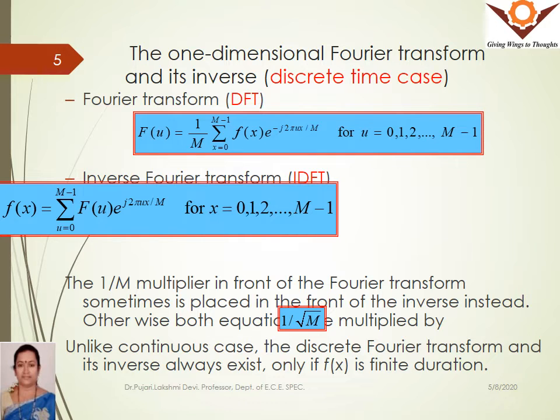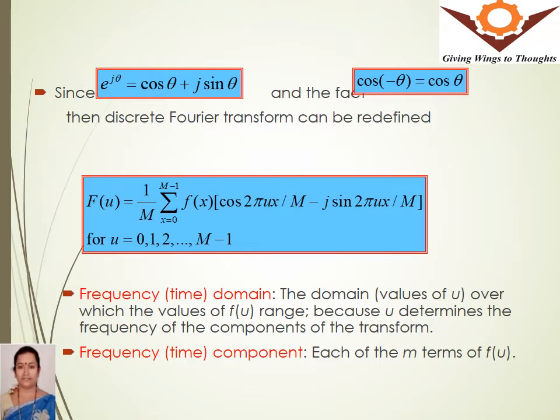Unlike the continuous case, the discrete Fourier transform and its inverse always exist only if f of x is of finite duration. We already came across this in the definition of the discrete Fourier transform in the second part of the first unit. Let us now look in depth at these equations.